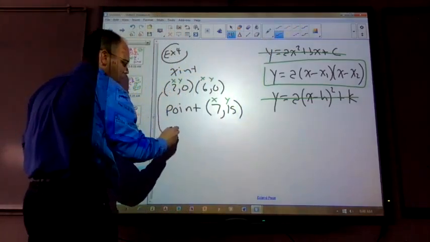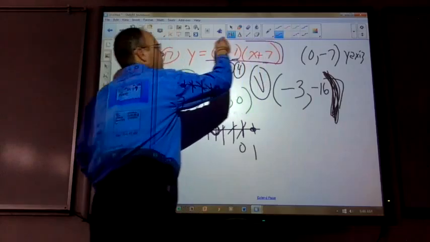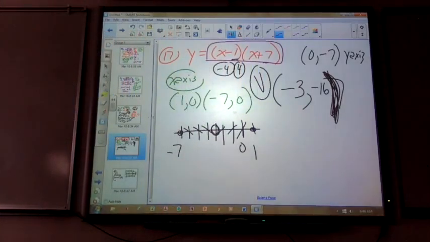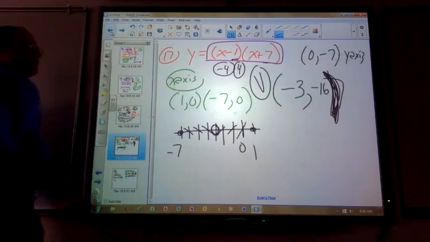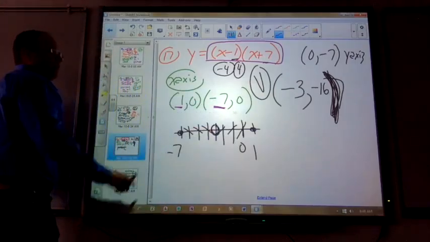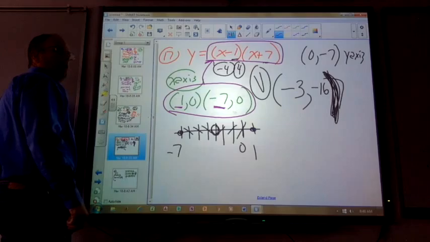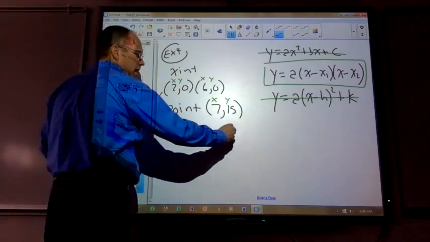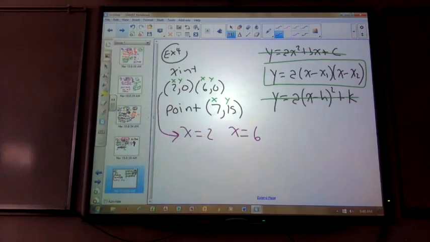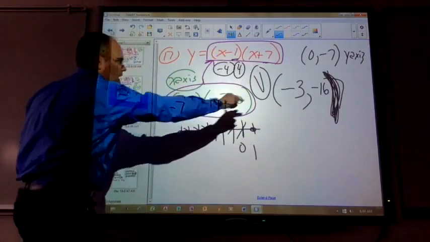So let's build upon this. How am I going to take (2, 0) and (6, 0) and make it look like this? How am I going to make these points look like that? How would I go backwards to make this look like this? What's x equal to on this problem? x is equal to 2, and x is equal to 6. How am I going to put that back into a binomial? What did I do with each of these in order to get to here?